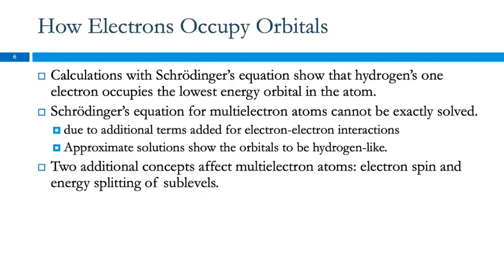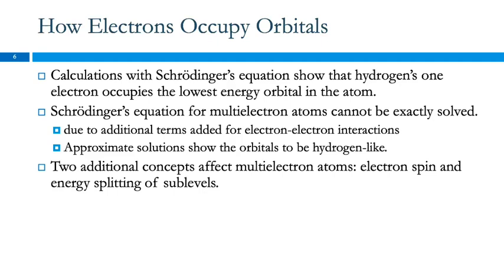We can do calculations with Schrodinger's equation that show that hydrogen's one electron is in that lowest energy orbital in the atom. Unfortunately, for all the other atoms that have more than one electron, the equation cannot be exactly solved. There are extra terms that have to be considered because electrons interact with each other, and that's a complication that doesn't occur in hydrogen. But all of the approximate solutions show that the orbitals in other atoms are like those in hydrogen, and that's good enough for us in Chem 1A.